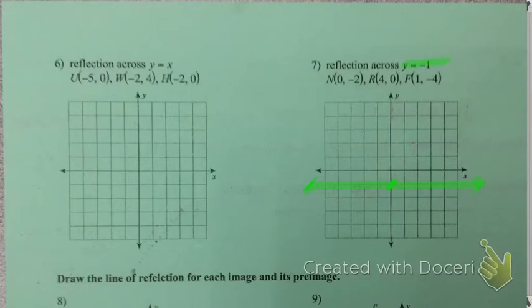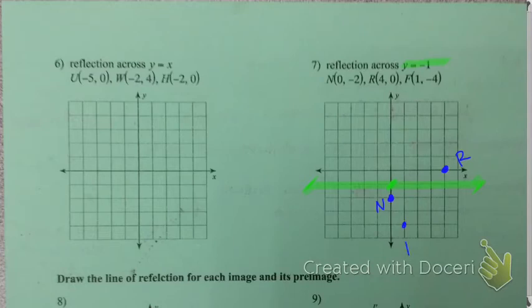Okay, so 0, -2 is right there. That would be n. And then 4, 0. Oops, sorry. That's not where n belongs. 0, -2 is right here. This is where n is. Then 4, 0 is over here. So that's where r is. And then 1, -4 is down here.